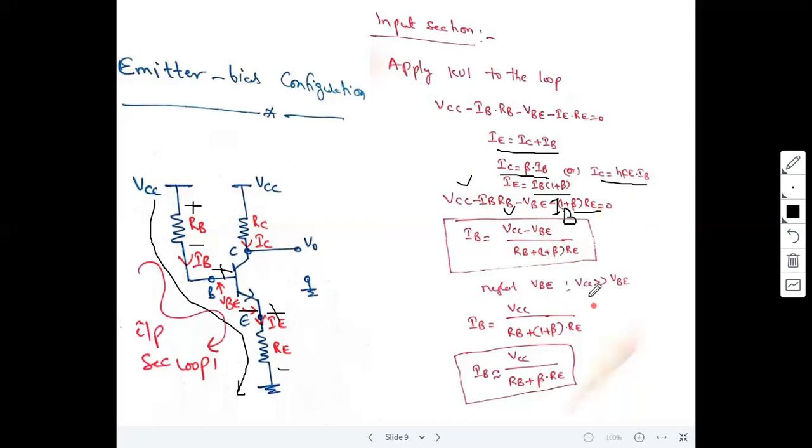Okay, we may neglect VBE. Why? Because VCC is very much greater than VBE. Then IB is equal to VCC by RB plus (1 plus beta) RE. As beta is very much greater than 1, IB is approximately equal to VCC by RB plus beta RE.